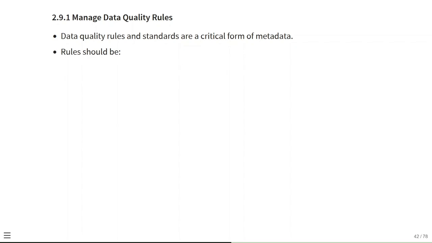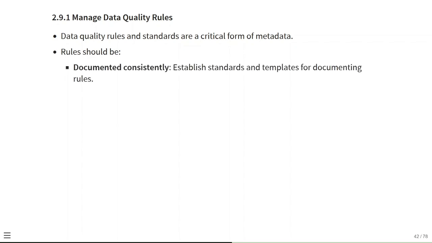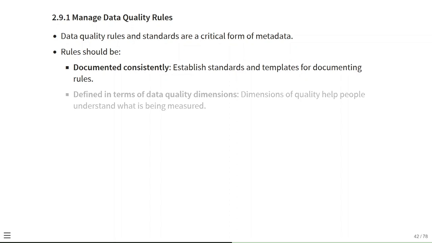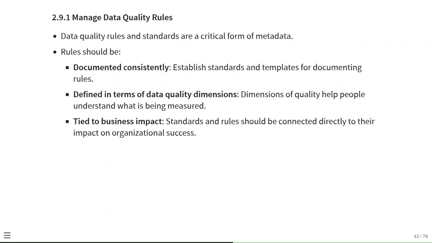Manage data quality rules. Data quality rules and standards are a critical form of metadata. Rules should be documented consistently: establish standards and templates for documenting rules, defined in terms of data quality dimensions, where dimensions of quality help people understand what is being measured. Tied to business impact, standards and rules should be connected directly to their impact on organizational success.